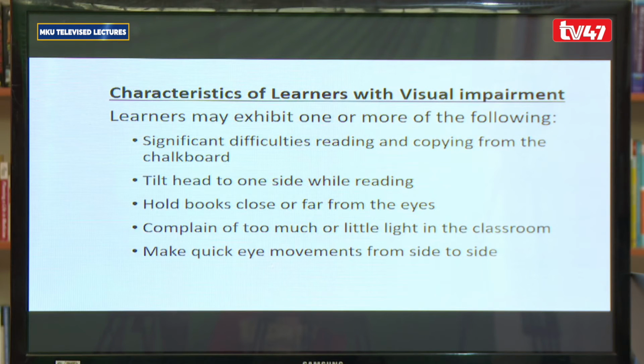Now, those with visual impairments will exhibit one or more of the following. There are a number. One, significant difficulties reading or copying from the chalkboard. Whatever you write on the chalkboard, what they write is really different from what you have written. That is an indication that maybe they are not able to see well, and therefore they are writing what they see. And also they are reading what they see, if they are reading from the book or from the chalkboard. They tend to tilt their head to one side while reading.